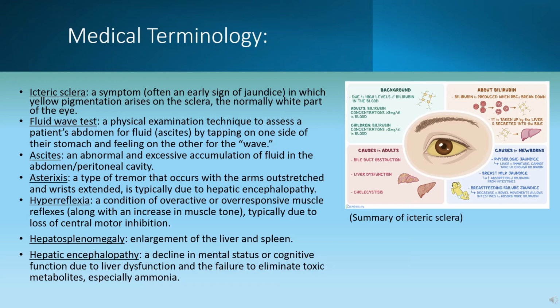Hyperreflexia is a condition of overresponsive muscle tone and is also a sign of central motor impairment. Hepatosplenomegaly is an enlargement of the liver and spleen. Hepatic encephalopathy is a decline in mental status or cognitive function changes that are observed that is related to liver dysfunction and the failure to eliminate toxic metabolites, especially ammonia.